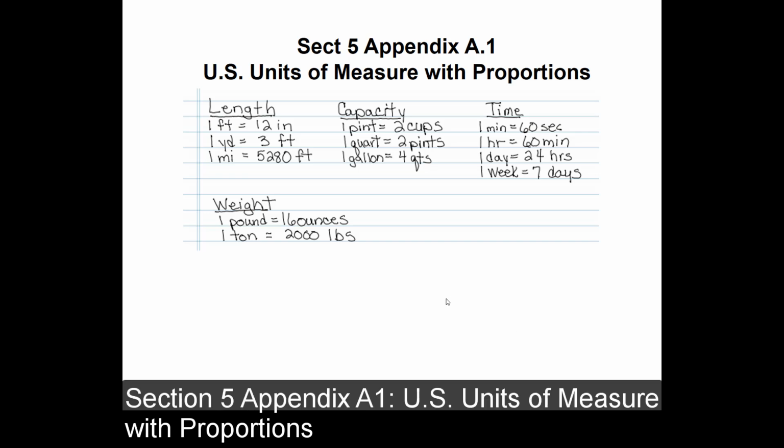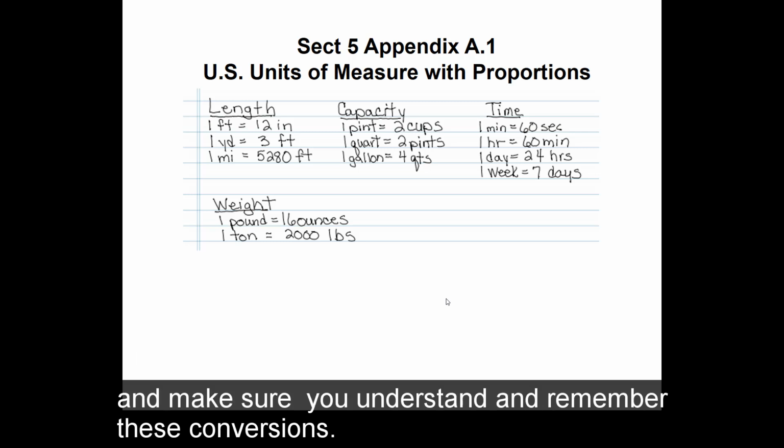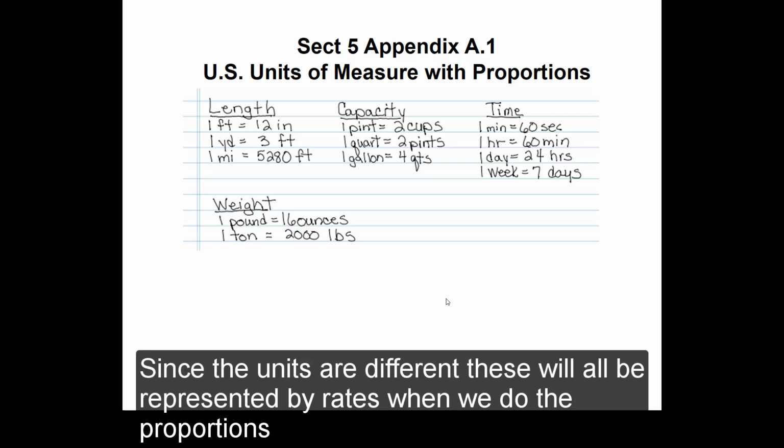Section 5, Appendix A.1, U.S. Units of Measure with Proportions. Okay, the first thing you have to know is these common conversions of U.S. units. So take a look at this chart and make sure that you understand and remember these conversions. Since the units are different, these will all be represented by rates when we do the proportions.